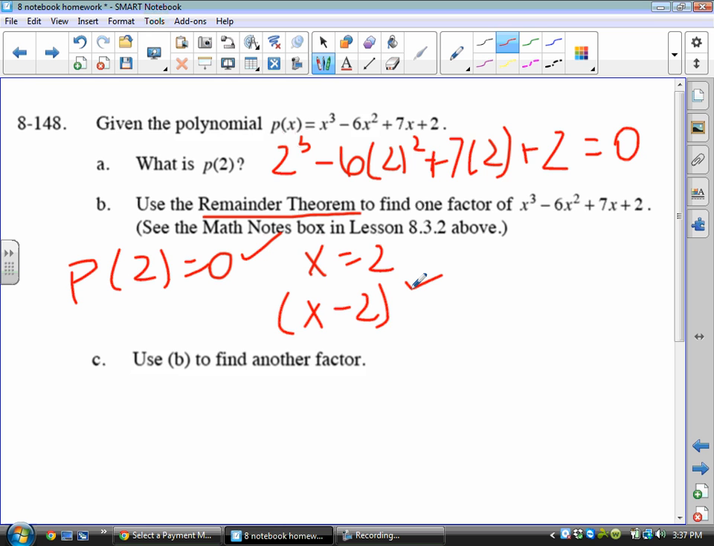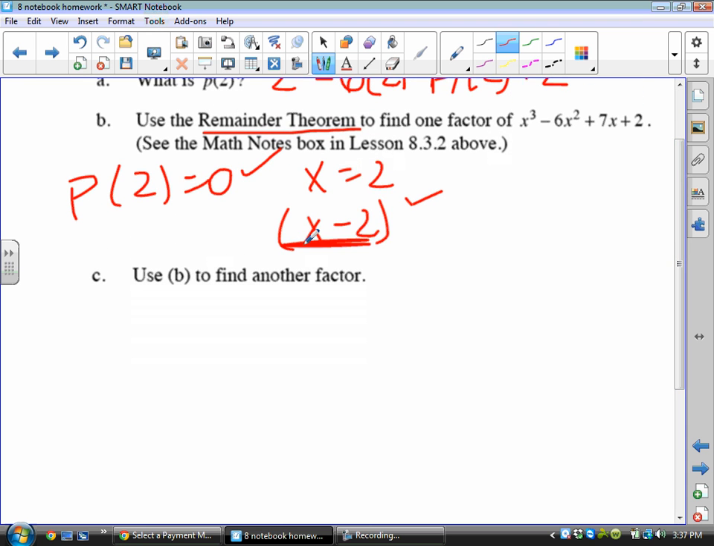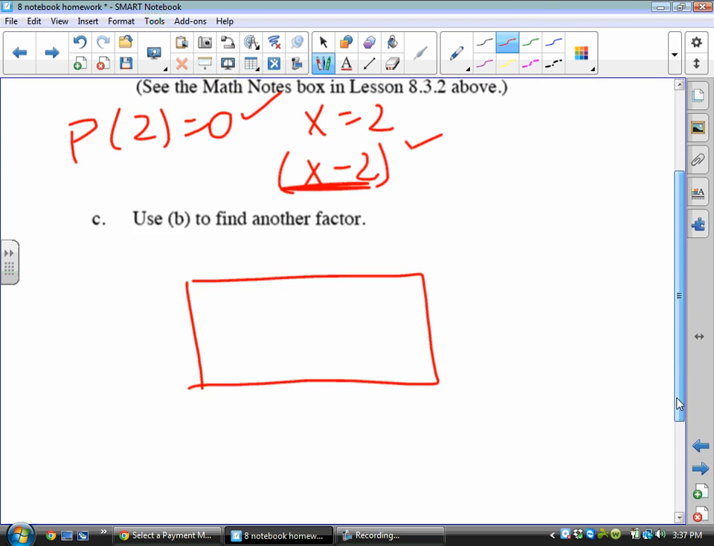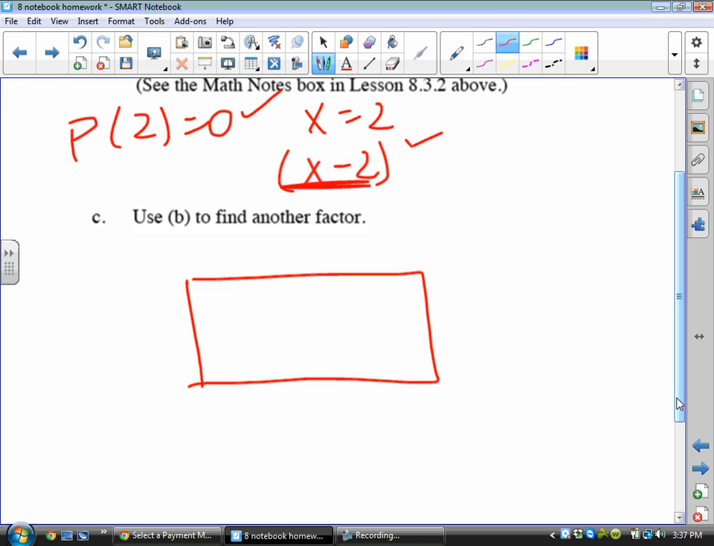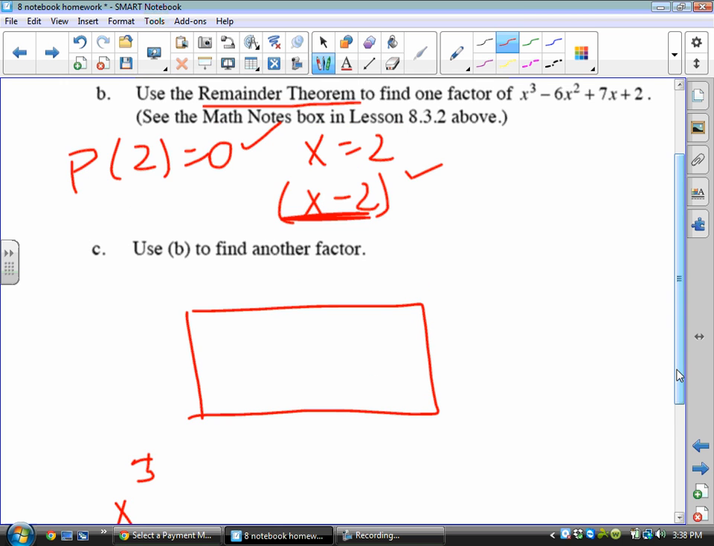Okay, so part C says use b to find another factor. So I'm going to use this, and I'm going to divide my cubic function by x minus 2. So I'm going to write the regular equation here, x to the third minus 6x squared plus 7x plus 2. And I'm going to divide that by x minus 2. I'm working backwards to get the top part of the box.